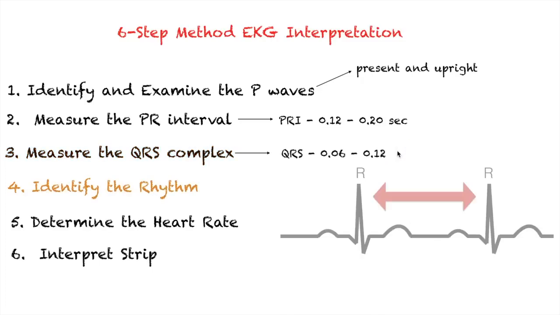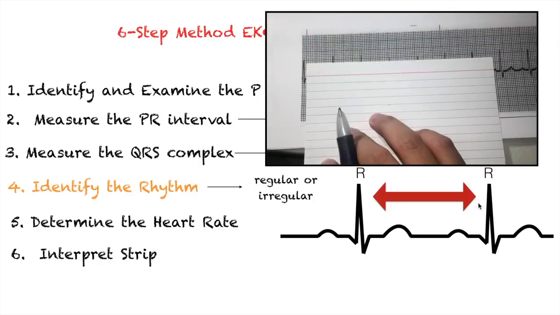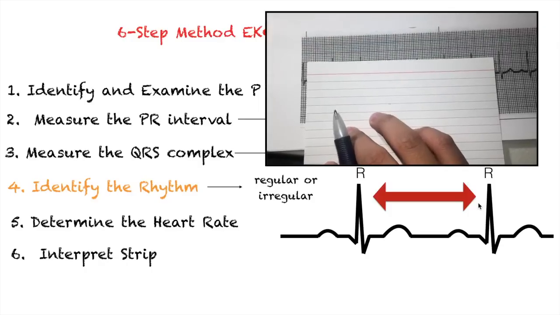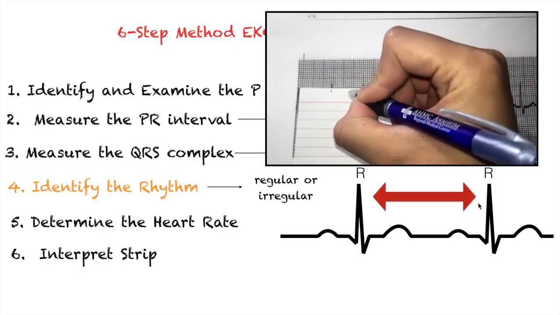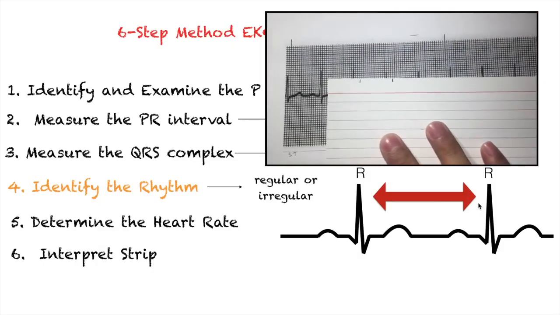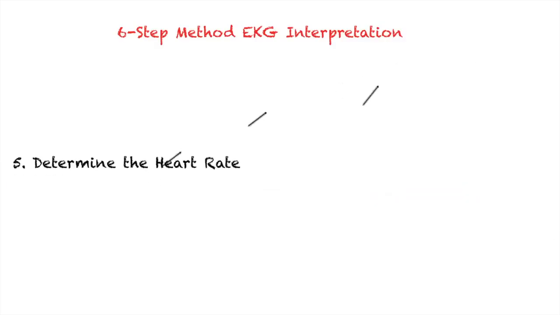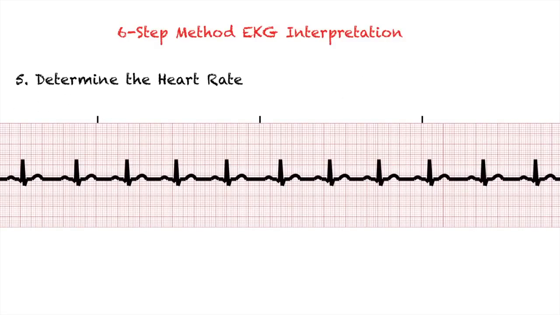Number 4 is we have to identify the rhythm of our strip. It could be regular or irregular. And the way we do this is we measure the distance between R's and R's. Some people use calipers to do this, but really all you need is an index card. Mark your R's and march them along with the rest of the R's. If they have the same distance, then your rhythm is regular. Otherwise, they are irregular.